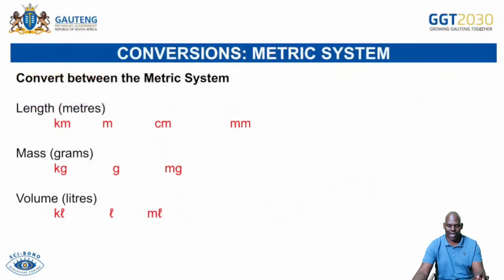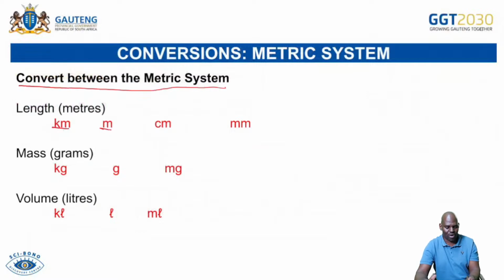Then again, with regard to the metric system, you must be able to convert the following. In Maths Literacy, especially in grade 12, when we convert the metric system, our focus will mostly be on these units. We've got a kilometer to a meter: you must know that if I convert from a kilometer to a meter, I must multiply by 1,000. If I convert from a meter to a centimeter, I must multiply by 100. And if I convert from a centimeter to a millimeter, I must multiply by 10.